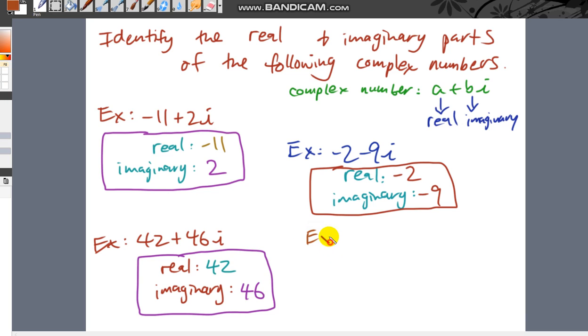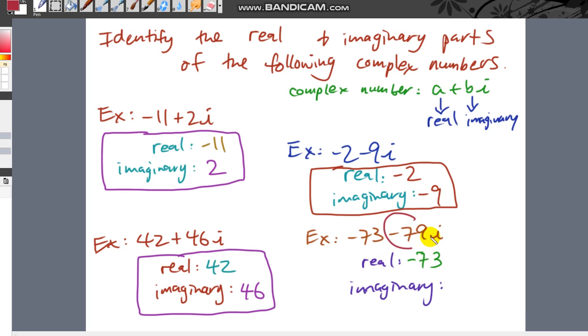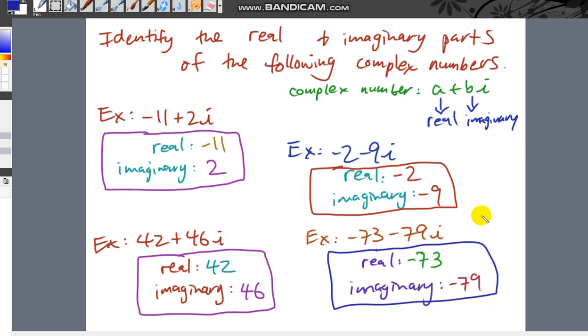Final problem. So let's say I give you something like negative 73 minus 79i. Okay, so our goal is to figure out what the real part and the imaginary part are. Okay, so the real part is going to be just this number right in front here. The real part is negative 73, and that means the imaginary part is going to be this part here, negative 79. All right, and that is how you answer this particular question.